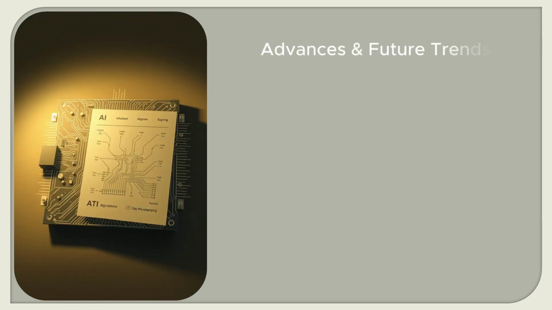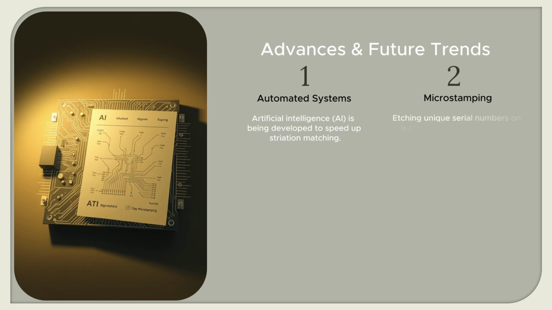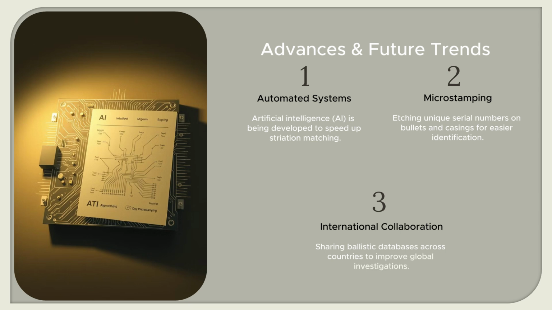Advances and future trends. Automated systems. Artificial intelligence, AI, is being developed to speed up striation matching. Microstamping. Etching unique serial numbers on bullets and casings for easier identification. International collaboration. Sharing ballistic databases across countries to improve global investigations. Recent advancements include 3D imaging for precise bullet trajectory mapping and automated systems, NIBIN, to link crimes via ballistic databases. AI tools now analyze tool marks faster, reducing human bias.